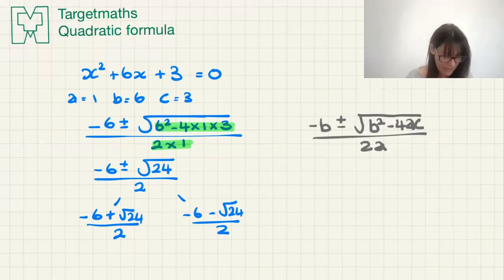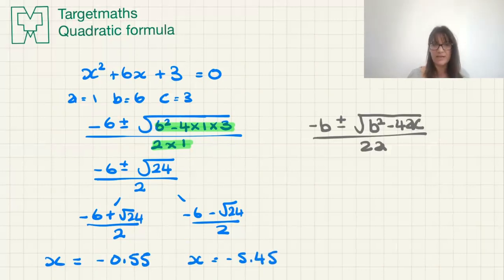So let's put that in the calculator. And we are going to get for minus 6 plus root 24 over 2, minus 0.55 to 2 decimal places. So x is equal to that, or x can equal minus 5.45 for when it's minus 6 minus root 24 divided by 2. Okay. As I say, don't panic if your root changes the way it looks slightly to what you've written on the page. That is the calculator simplifying it.